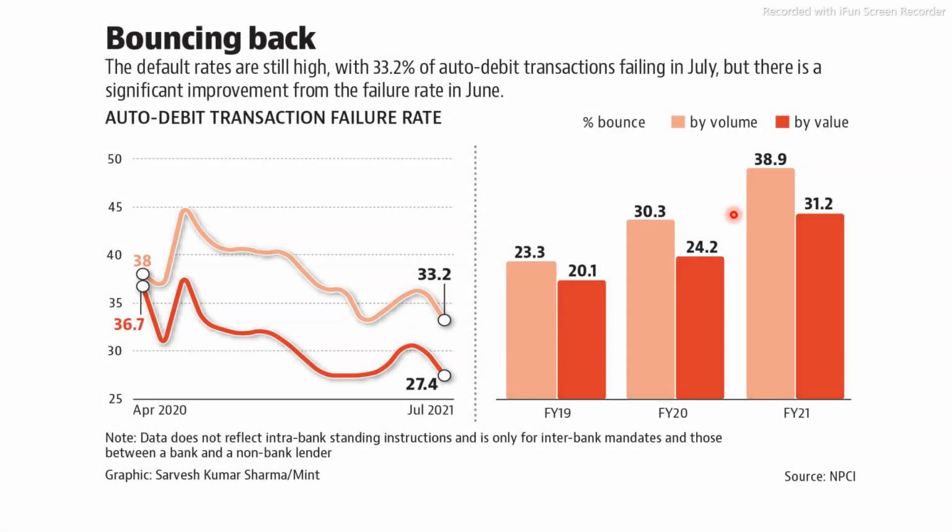So let me show you a case. Let's say this is a case of default. I have taken it from a newspaper discussing that default rates are still high, with 33.2% of auto debit transactions failing in July, but there is a significant improvement from the failure rate in June. So let's say a company wants to model how many customers are defaulting. Based on this case, we will model it and see how you are going to mitigate the defaulters, how you are going to minimize it, and how logistic regression is going to help us in this.